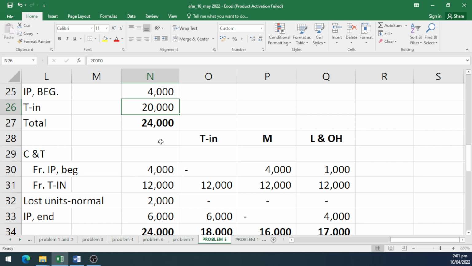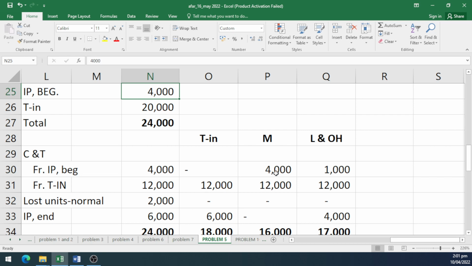Ganito ha, pag hindi sinabi kung saan galing ang lost units, pag FIFO, huwag niyong kukunin sa IP beginning. Dito niyo lagi kukunin sa transferred in or units started. Unless sinabi, lost units galing sa IP beginning. May nanggaling sa IP beginning, may nanggaling sa kabila. Yun ang accounting nun. Para alam niyo kung anong i-adjust ninyong cost. Okay?